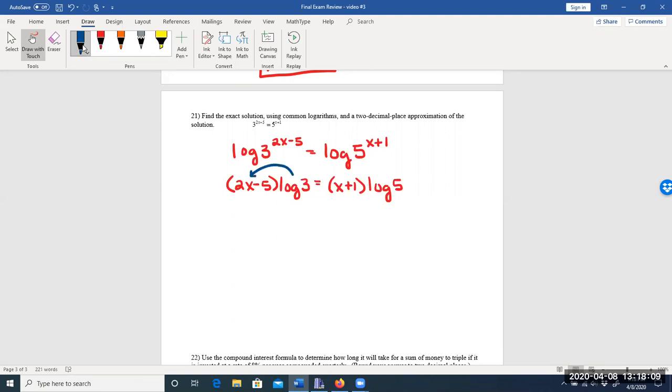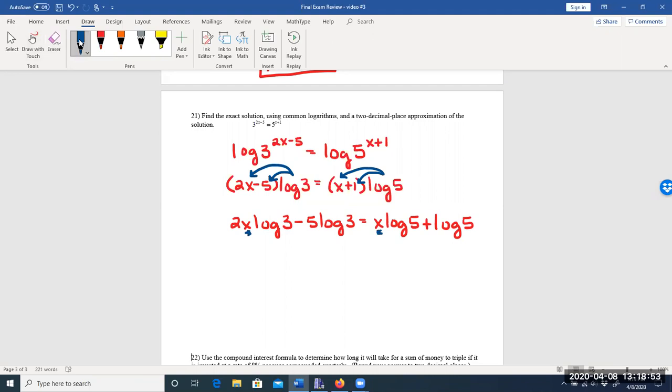and as I distribute, these numbers inside the parentheses, they're going to stay coefficients. They're going to stay in front, okay? I don't actually multiply them by the 3 or the 5. So I'm going to have 2x log of 3 minus 5 log of 3 equals x log of 5 plus 1 log of 5, or just log of 5.